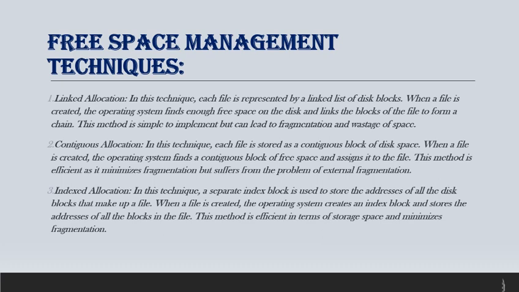Indexed allocation. In this technique, a separate index block is used to store the addresses of all the disk blocks that make up a file. When a file is created, the operating system creates an index block and stores the addresses of all the blocks in the file. This method is efficient in terms of storage space and minimizes fragmentation.